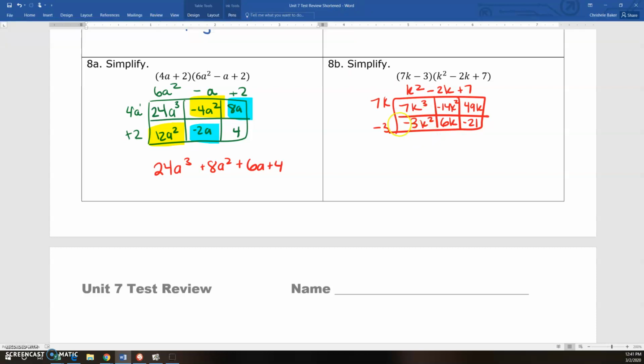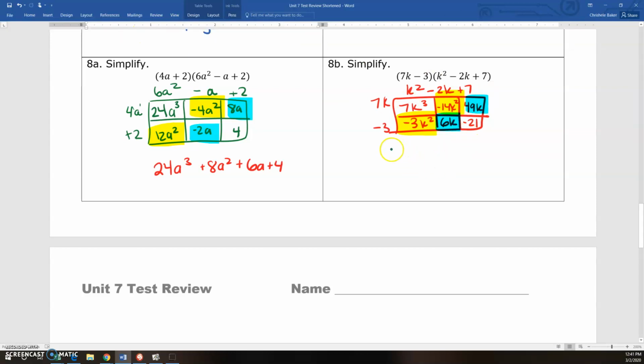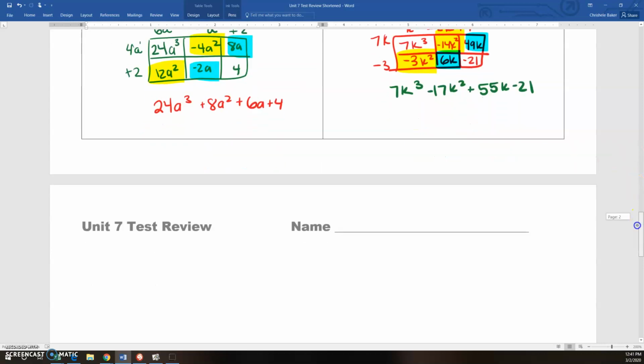Okay, looking for like terms again. We have our squared terms. We have just our k's. So my final answer is 7k cubed. These are both negative. These are both positive. All right. And that's it.